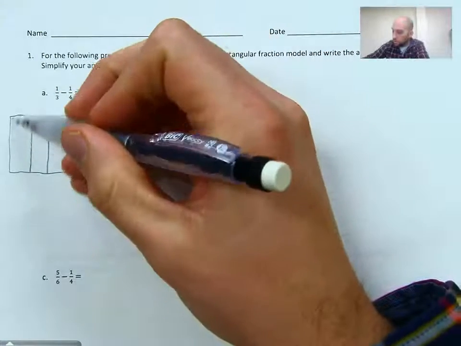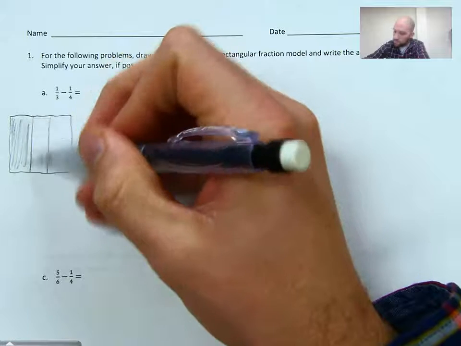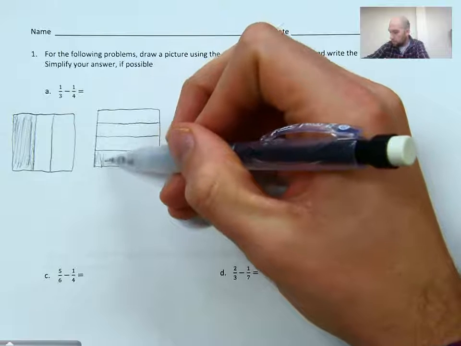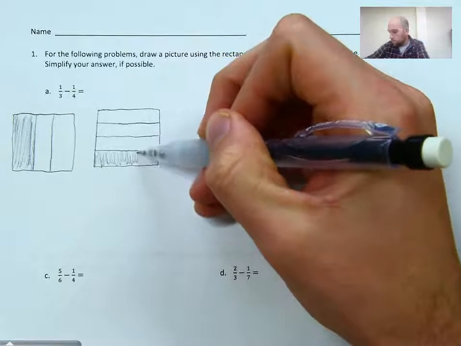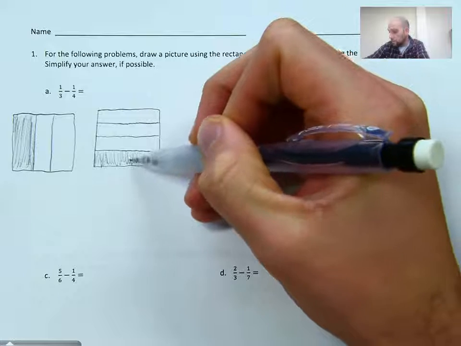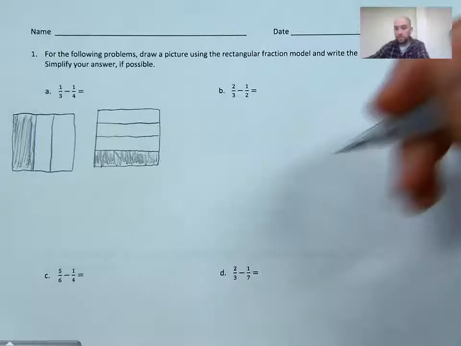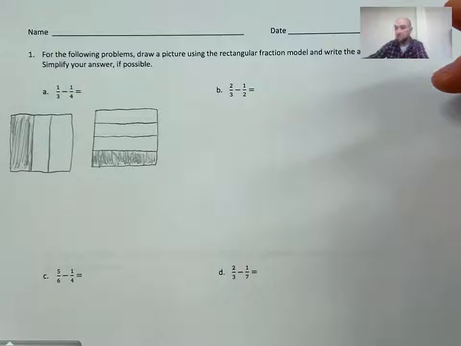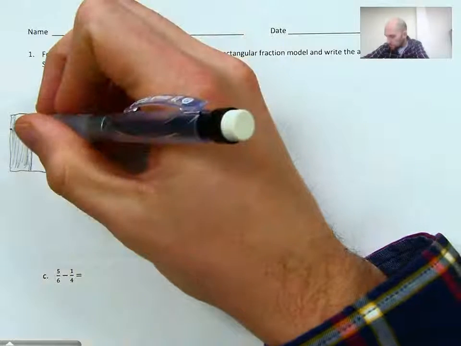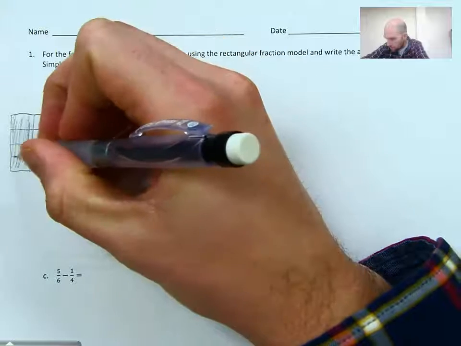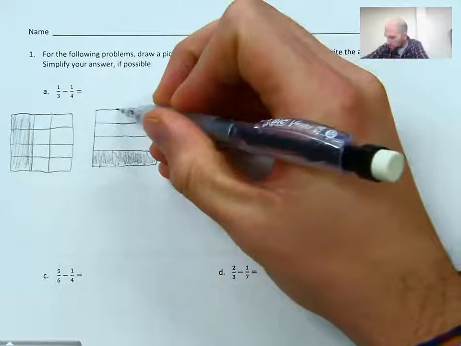All right, I need to shade 1/3. I'll shade 1/4. Again, this time I'm doing 1/3 minus 1/4. We know that a third is greater because we're only splitting our whole into 3 pieces rather than 4, and one of those thirds is going to be larger than one of those fourths. So next we have to split the thirds into fourths. And then I need to split my fourths into thirds.